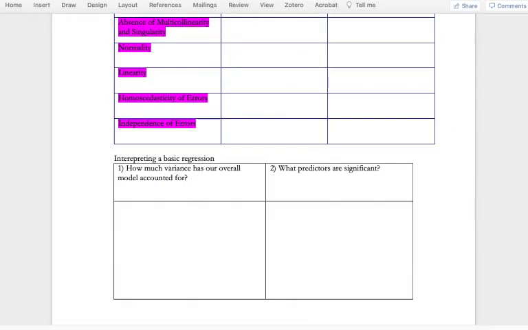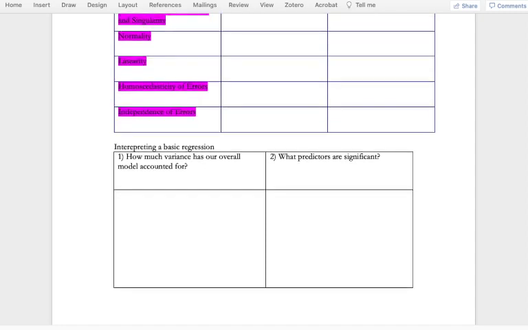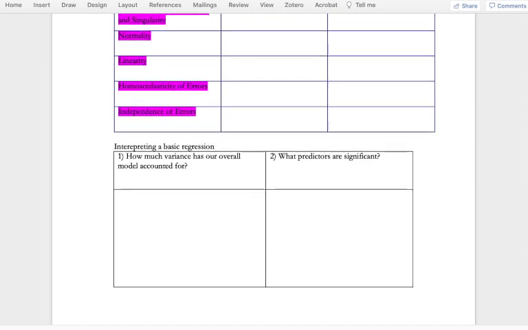Going back to the document, saying how much variance has our overall model accounted for, which I already said, and what predictors are significant, which I also kind of went over. So fill that out, and then come back.